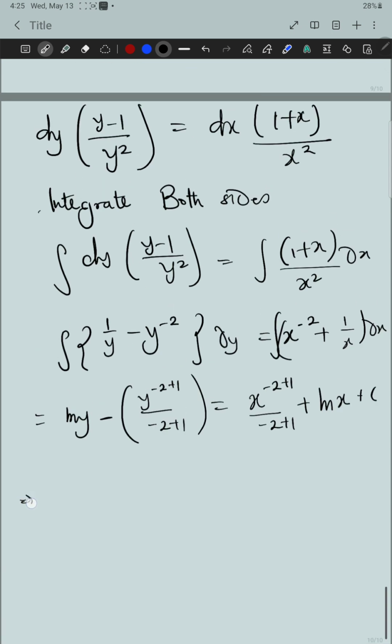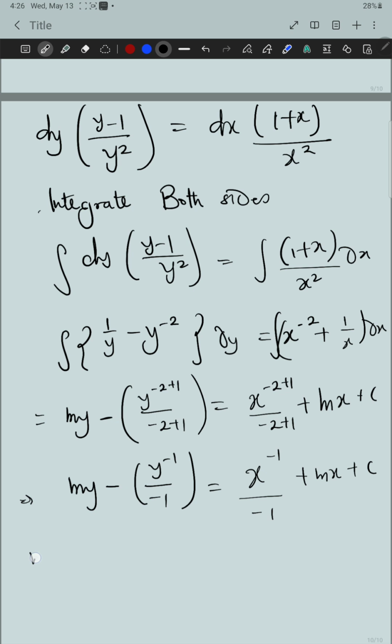So let's finish that quickly. We have ln y minus y to the minus 1 divided by minus 1, right? Is equal to x to the minus 1 divided by minus 1 plus ln x plus c. So we have ln y, minus times minus is plus. So we have ln y to the power of minus 1 is equal to minus x raised to the power minus 1, plus ln x plus c.